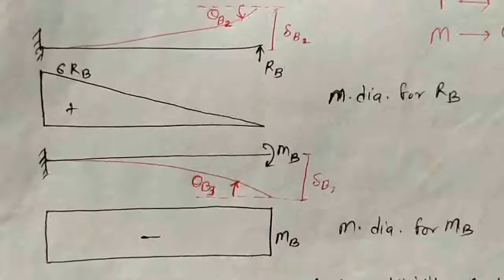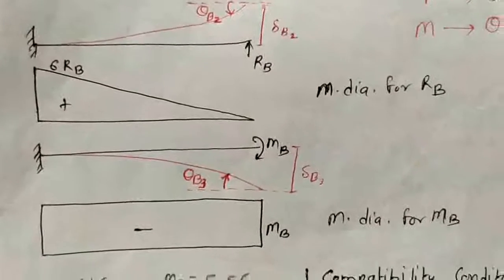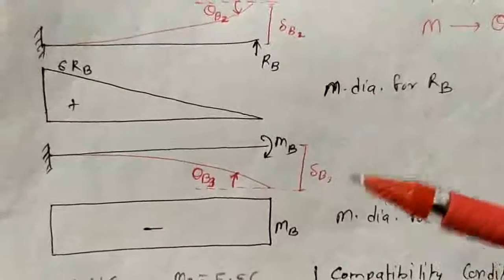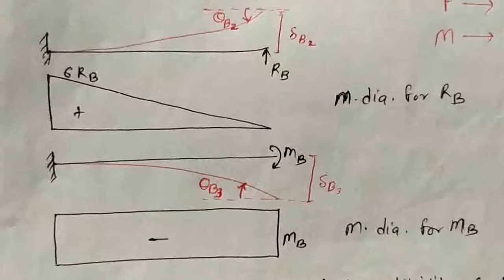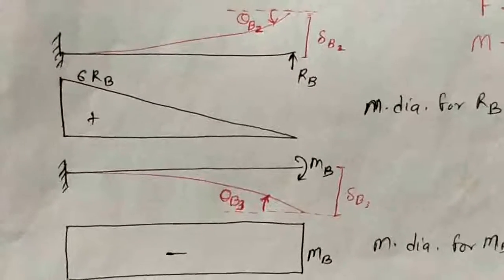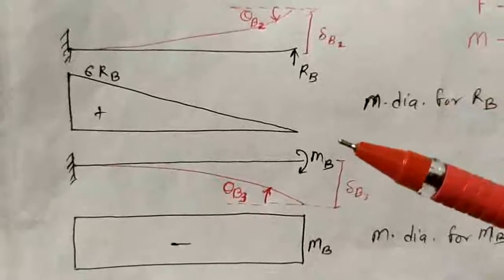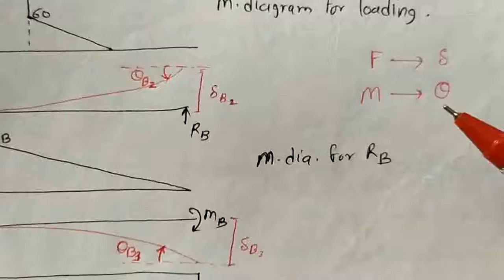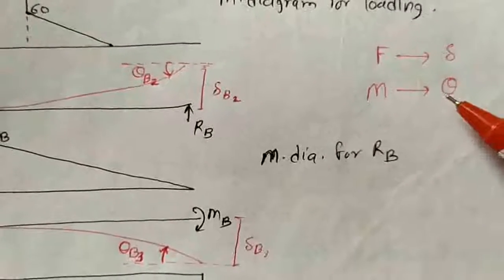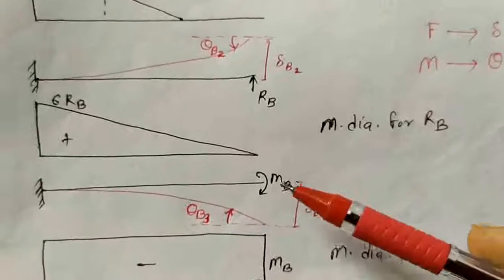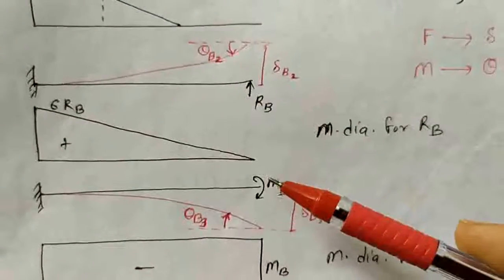Now come to the second unknown, that is MB. Here we applied MB. While applying MB, of course MB is a moment. Because of the application of moment, the governing deformation is the rotation. That's why you have to consider the rotation, governing rotation because of the moment.